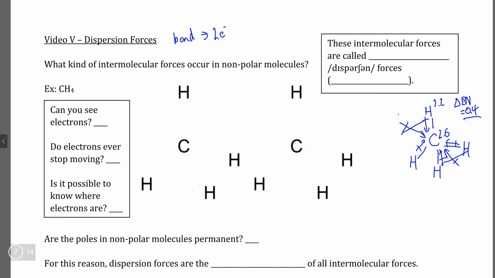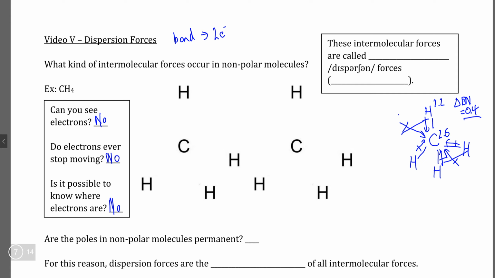Now, there are a few questions that we can ask about electrons here. Number one, can you see electrons? Obviously no. Number two, do electrons ever stop moving? Again, the answer is no. Number three, because electrons are so small that we will never be able to see them, and because they never stop moving, is it possible to know where any electron is at any given time? Well, again, the answer is no.